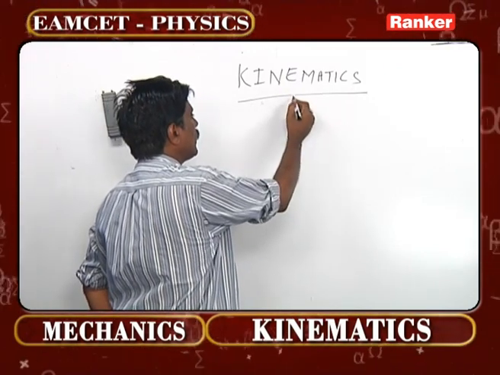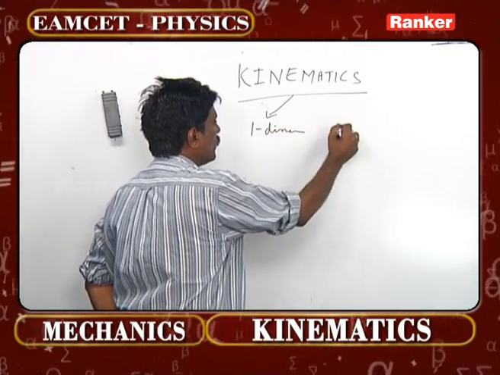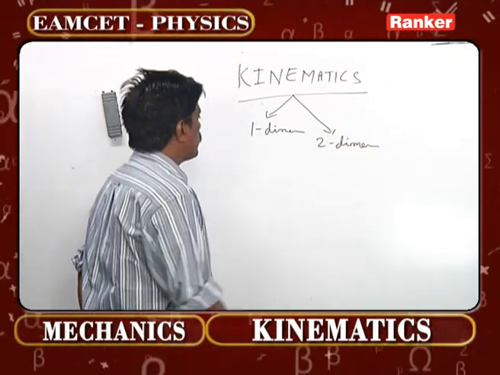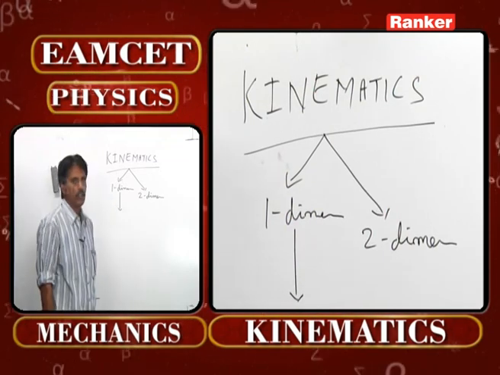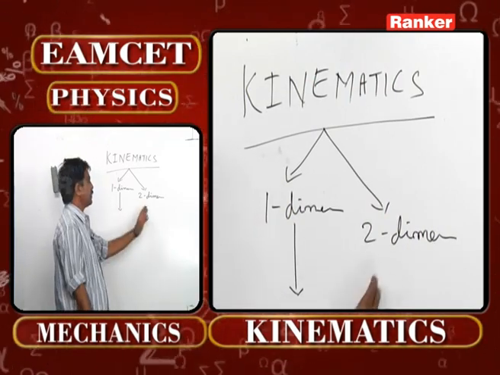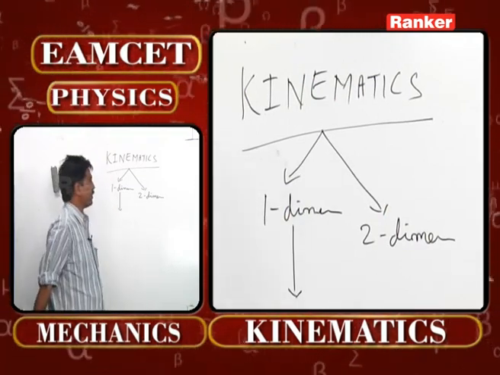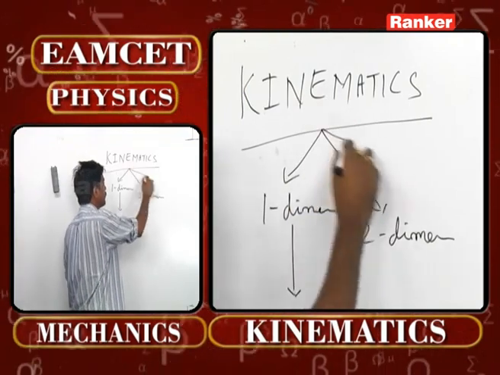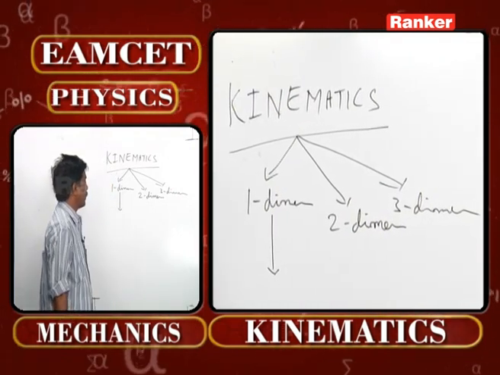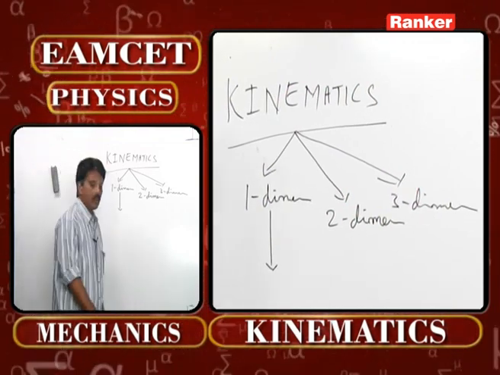Kinematics can be further classified into one-dimensional and two-dimensional. In one-dimensional motion, the object is moving only in one direction with respect to time. Its displacement will be only in a single direction, whereas in two-dimensional motion, simultaneously the object covers displacements in two directions. That's why this is called two-dimensional motion. Of course, there is three-dimensional motion, which we generally don't require to cover at this level. Only one-dimensional and two-dimensional motion we will study in this chapter presently.